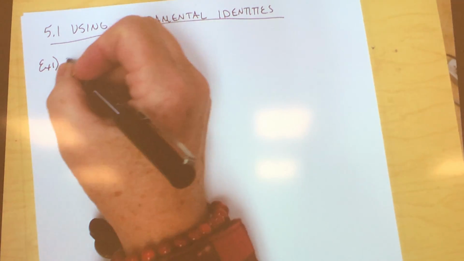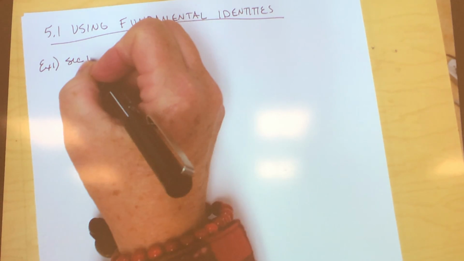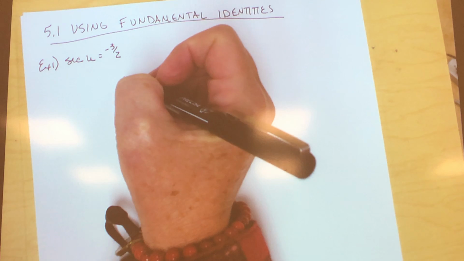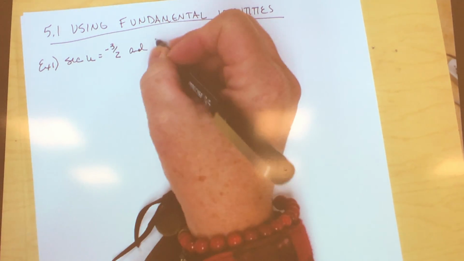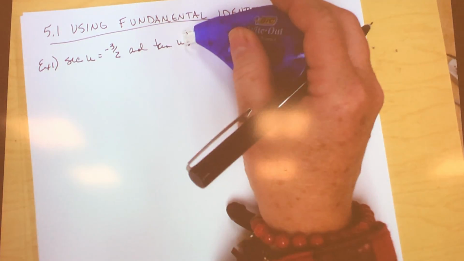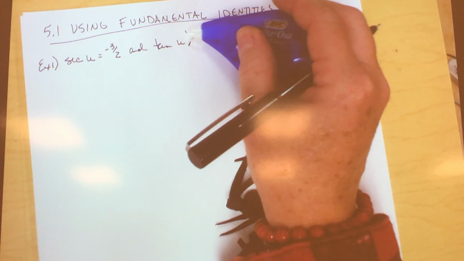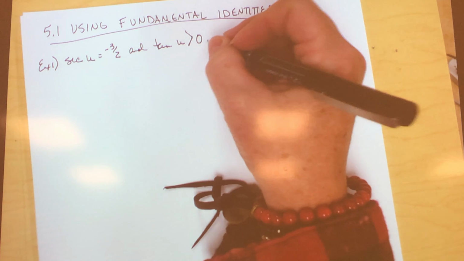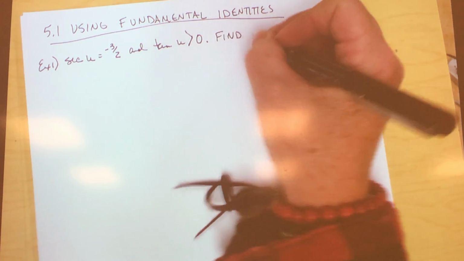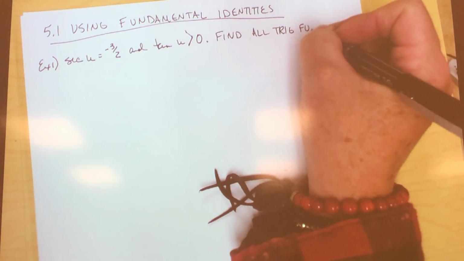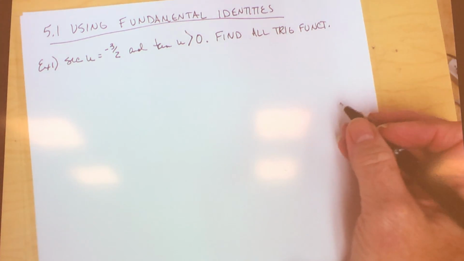So example 1. What if I tell you that the secant of u, just some angle, is -3 halves, and the tangent of u is greater than 0. Find all trig functions.